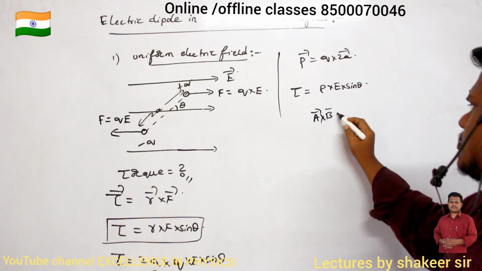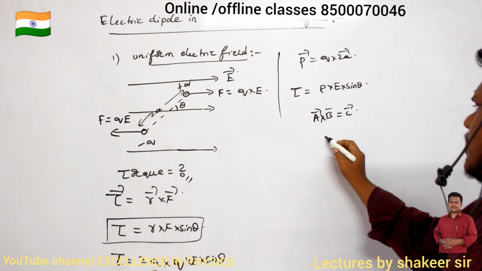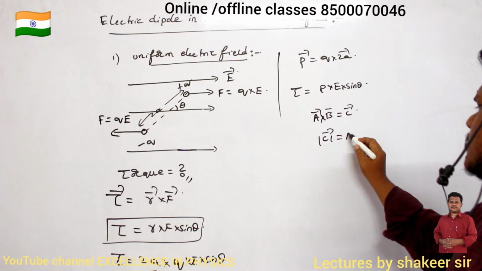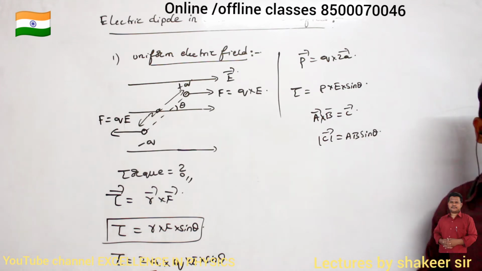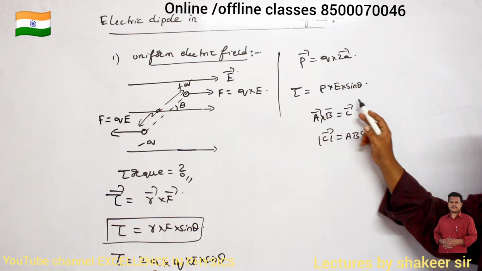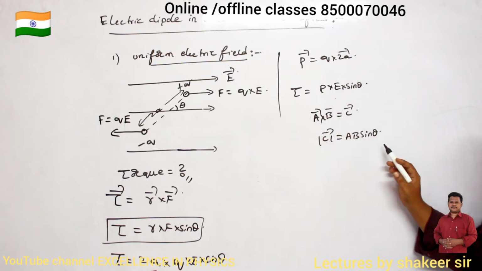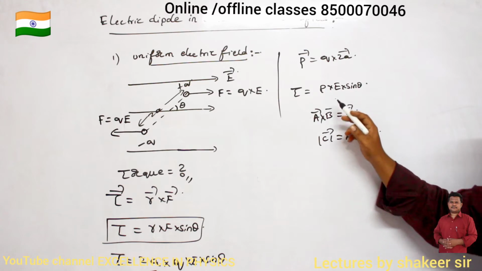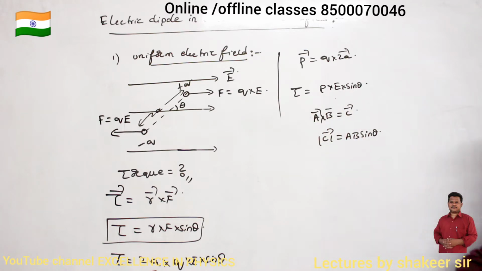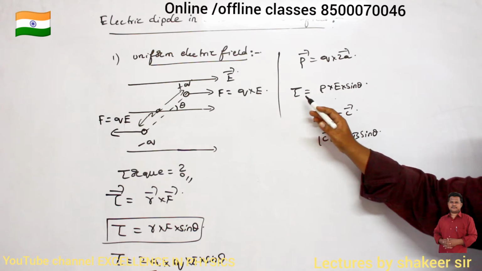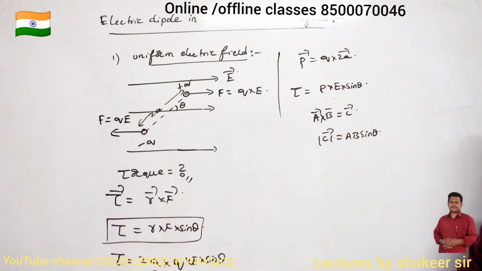A dash cross B dash is equal to C dash, and the magnitude of C dash is AB sine theta. This is what we have studied in vectors. So this equation is exactly in the form of AB sine theta. It means that torque is the cross product of P and E. Torque is the cross product of dipole moment and electric field.